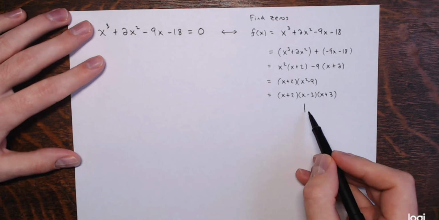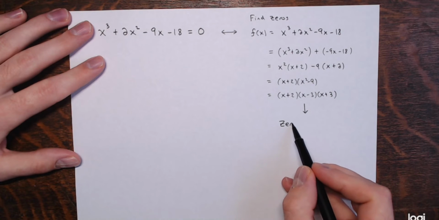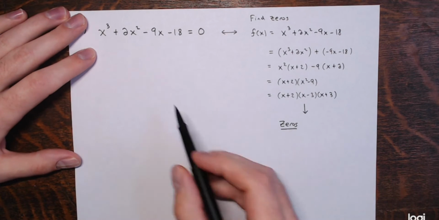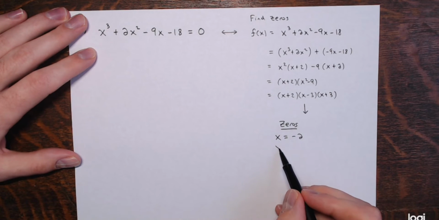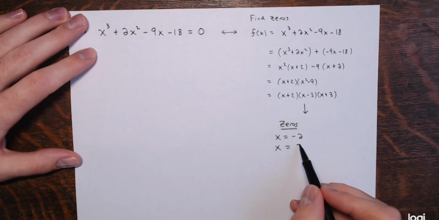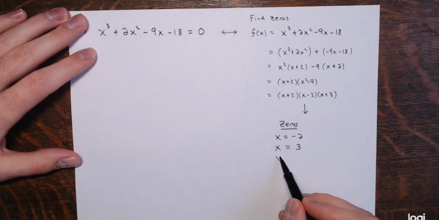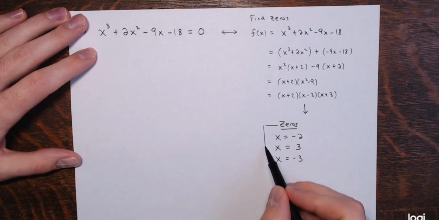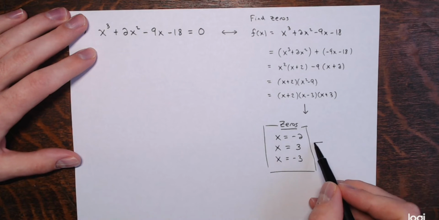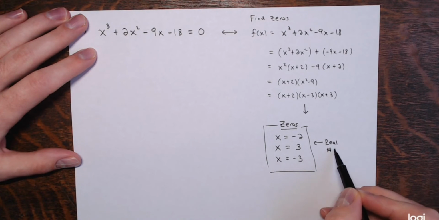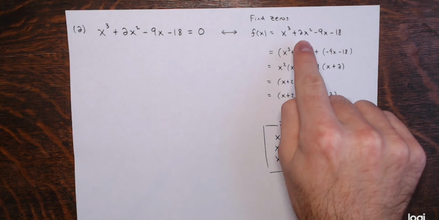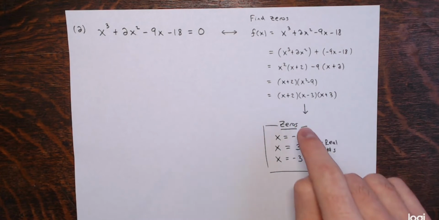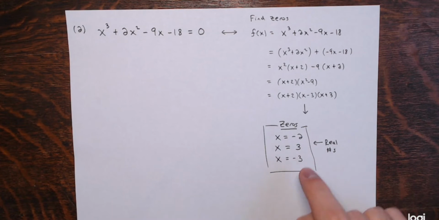So I can very easily see that the zeros of this function, or the solutions of this equation, are x equals negative 2, that makes x plus 2 zero, x equals positive 3, and x equals negative 3. And all three of these numbers are real. These are all real solutions, and that's all they're asking us for. And there you go. If you were to look at the graph of this function, it would cross the x-axis at negative 2, 3, and negative 3. All right, now suppose you didn't see that.